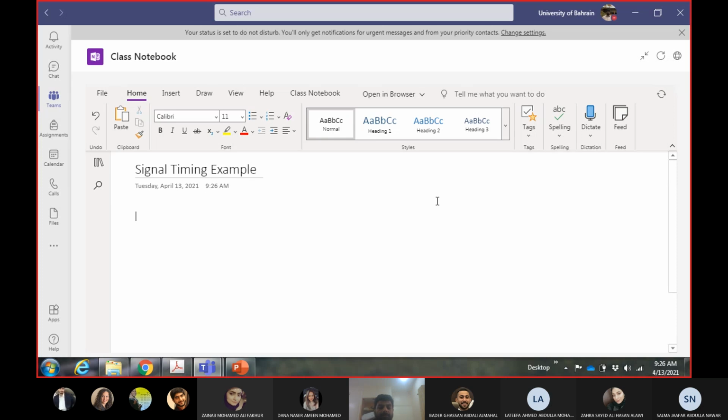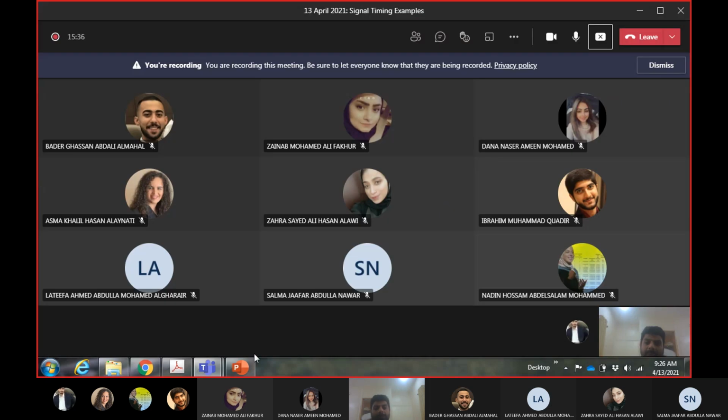How much is it? 0.86. So basically, out of 3,600 seconds of the hour, 86% of that time is available for movement of vehicles, and the remaining is lost time, where no movement is happening.